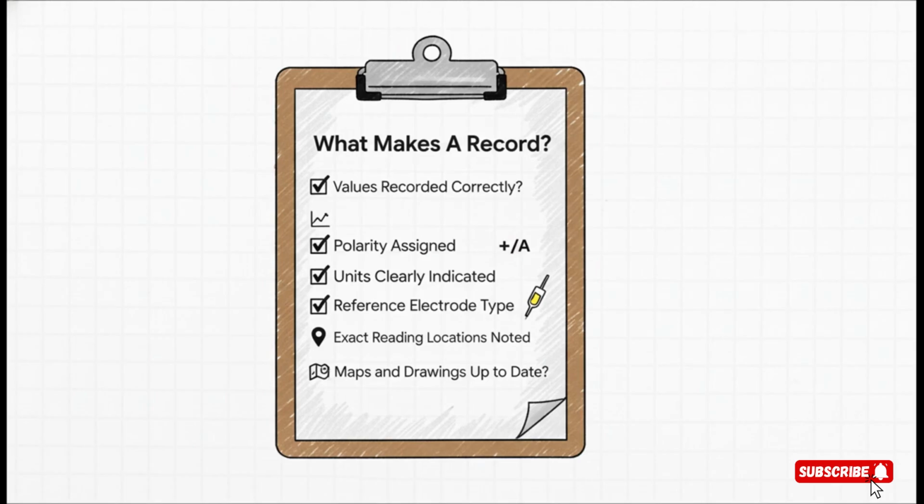So what's the difference between a good record and a useless piece of paper? It's all about the details. Think of this as your personal checklist. Did you get the polarity right? Are the units clearly marked? What kind of reference cell did you use? And where exactly did you take that reading? Answering these questions every single time is what makes your data solid, defensible, and valuable for years to come.